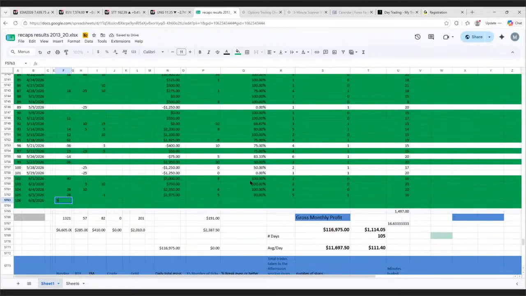Today on the NQ, we made 50. On the Russell, we made 10. On YM, we made 28. So that's a good number. I don't know what it is, but it's a good number.